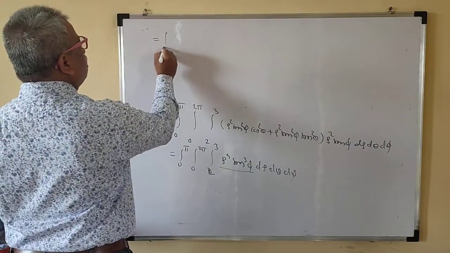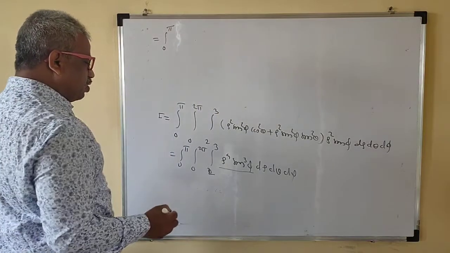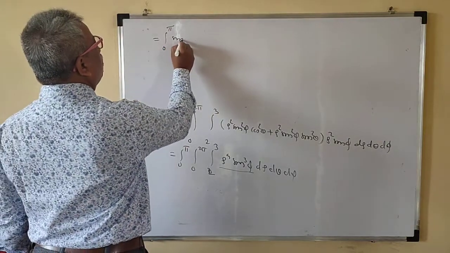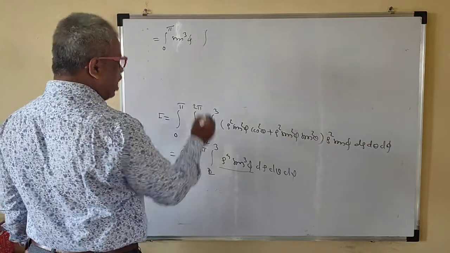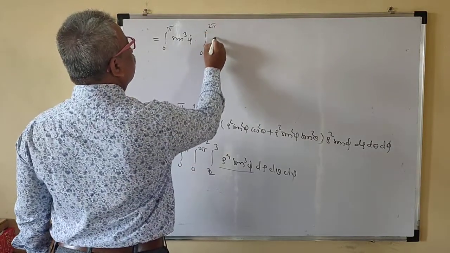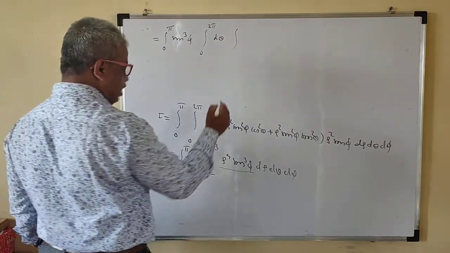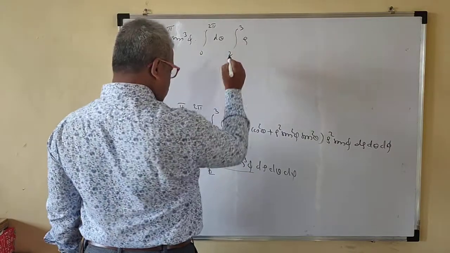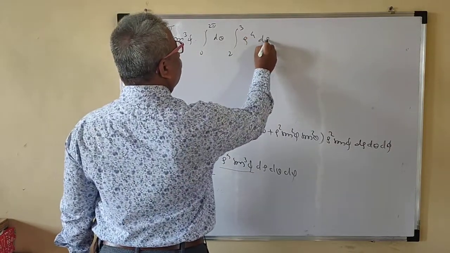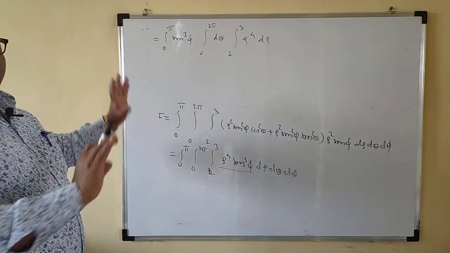This is equal to the integration 0 to pi of sine cube phi d phi, then theta 0 to 2 pi d theta, then radius 2 to 3 rho to the power 4 d rho. Okay, easily you can write. Separately you can integrate this.